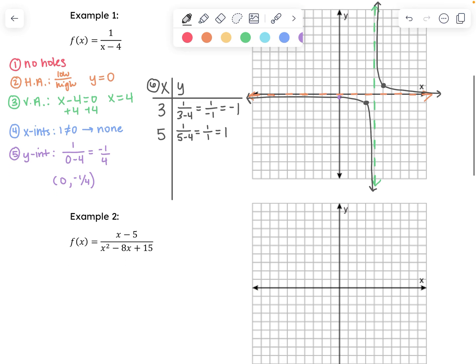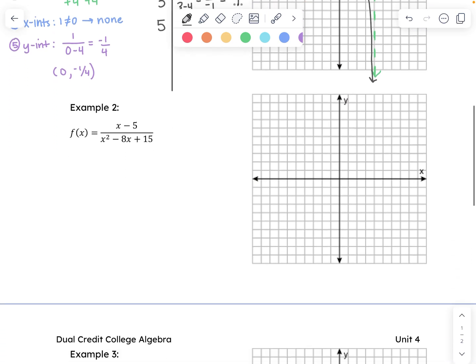Okay, let's look at the next one. I'm going to start the same way. I'm going to factor and see if there are any holes. For this one, the top, x minus 5, does not factor. But the bottom does factor. If I use my big X to help me factor, I'm going to put a 15 on the top and a negative 8 on the bottom.